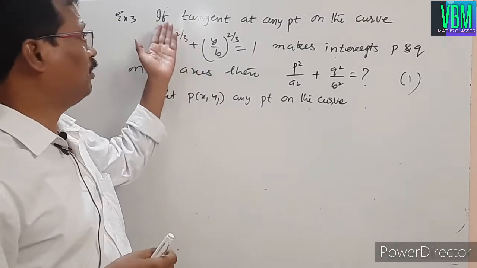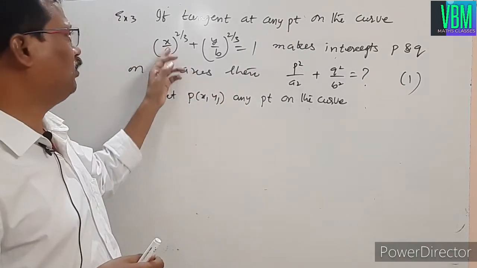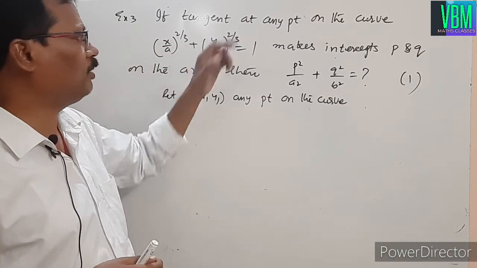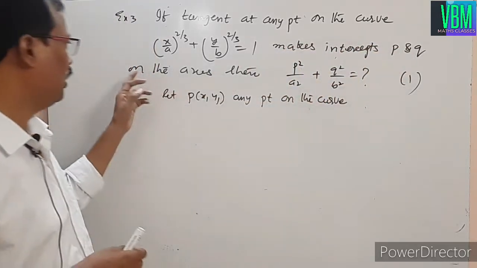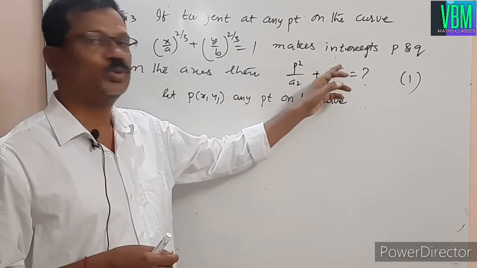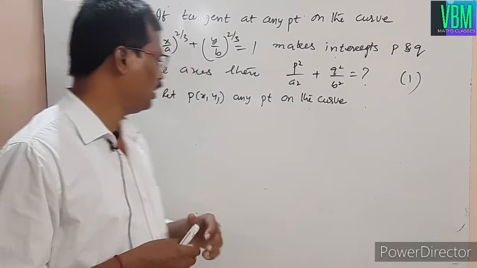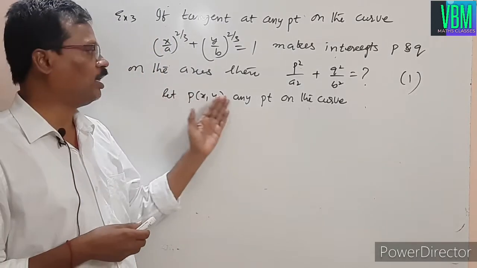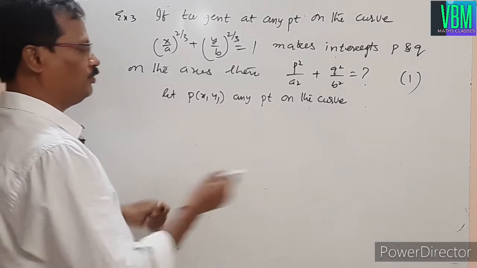Now see the next example. If the tangent at any point on the curve (x by a) whole to the power of 2 by 3 plus (y by b) whole to the power of 2 by 3 is equal to 1 makes intercepts p comma q on the coordinate axes, what is p square by a square plus q square by b square equal to? The answer is 1. Now here, let P(x1, y1) be any point on the curve.